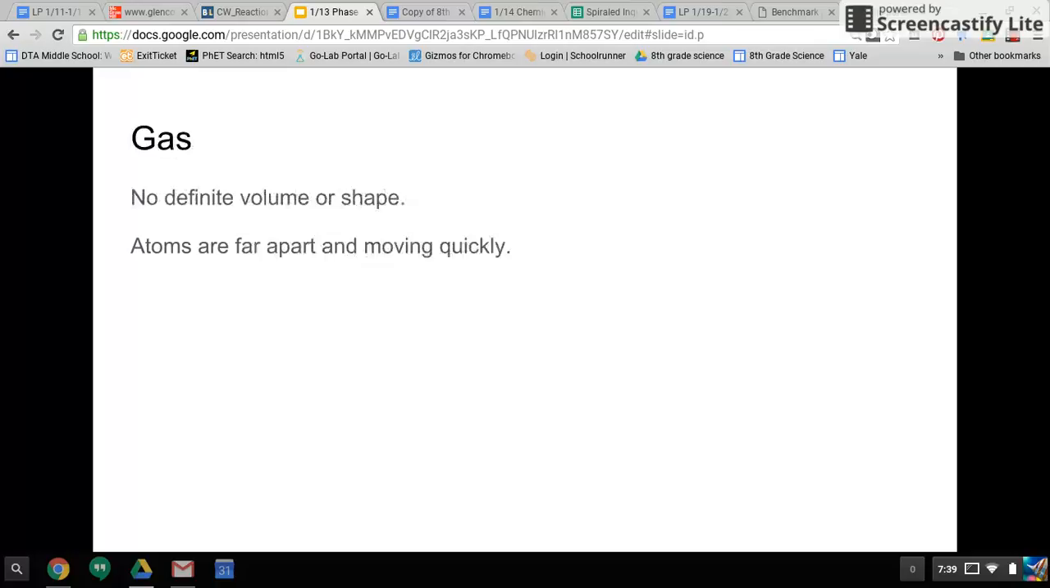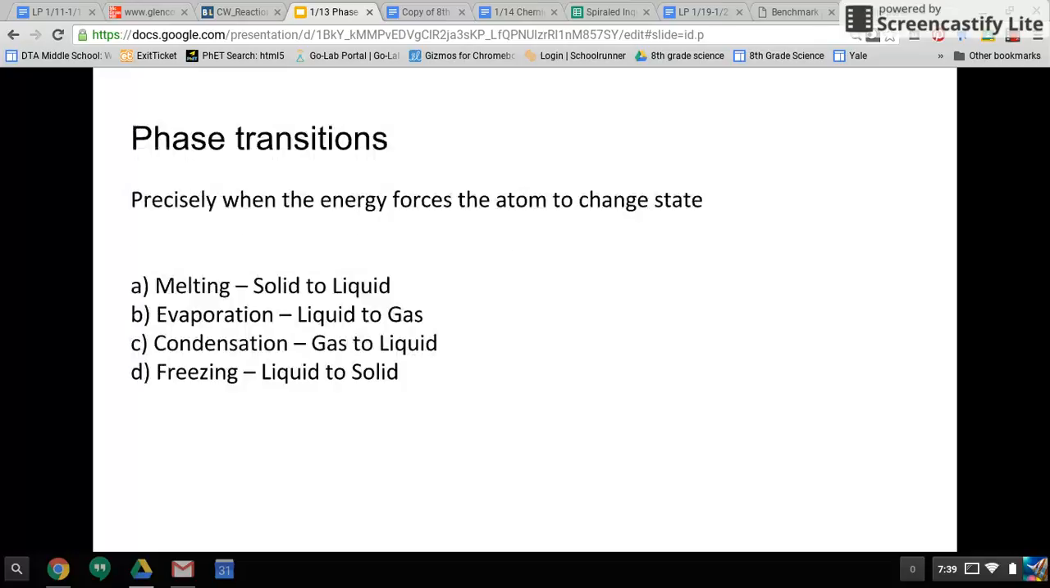There are a couple of things that we call phase transitions, and this is exactly when the energy forces the atoms to change state. There's melting, which you all have heard of, which is when we go from a solid to a liquid. So think of ice melting. Evaporation is liquid to gas, going straight from a liquid into a gas form. You can also think of boiling water.